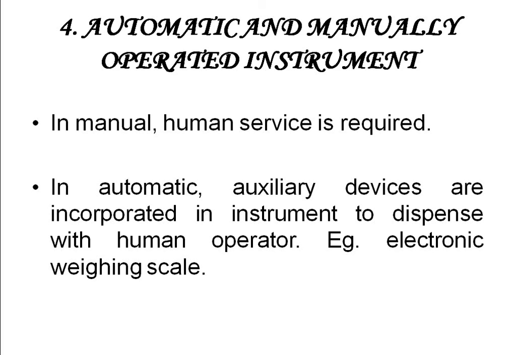In automatic, the auxiliary devices are incorporated in the instrument to dispense with the human operator. Example like an electronic weighing scale. Whereas in the beam balance or the spring balance, what we have seen, we have to stand beside it and we have to note down the reading.